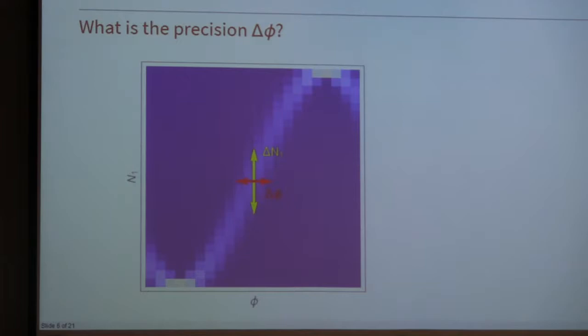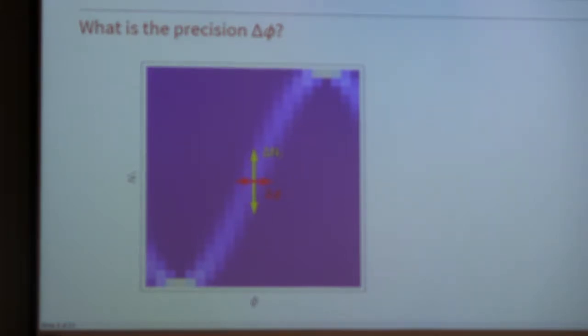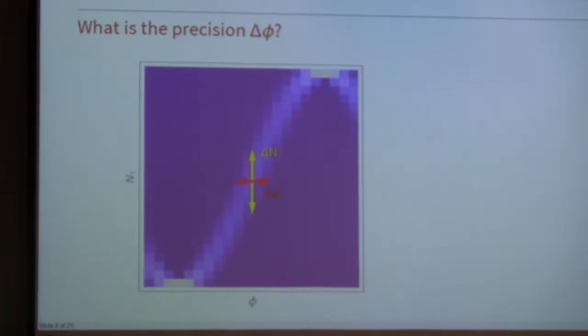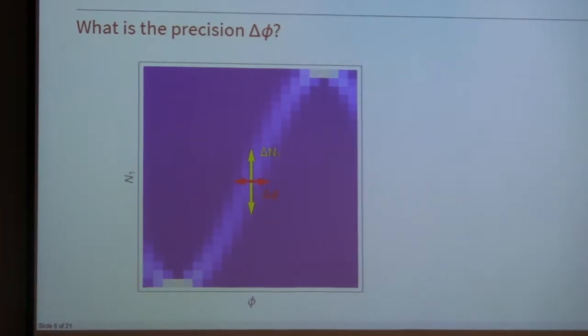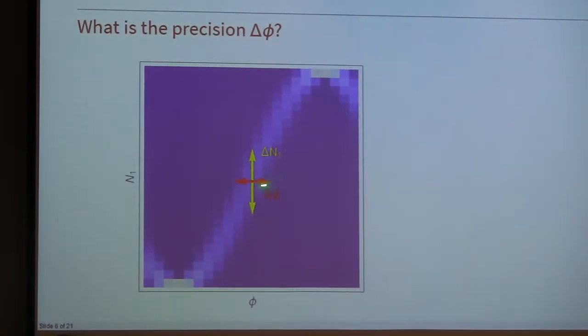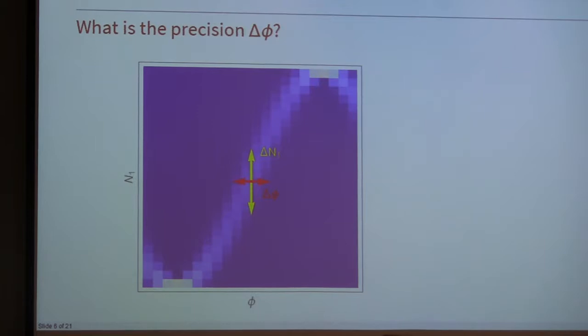So let's move on. What is the precision to which I can determine delta phi by knowing that fringe? What I've just been arguing is that there's always going to be a spread of the numbers, delta n1, based on the distribution of photons that come out. You could say that uncertainty in the number, based on the fact that I'm throwing dice, is the same as an uncertainty in the phase shift, which is the parameter that I'm trying to estimate.